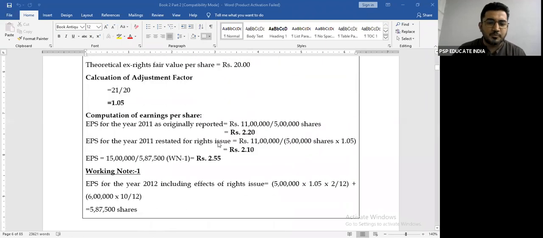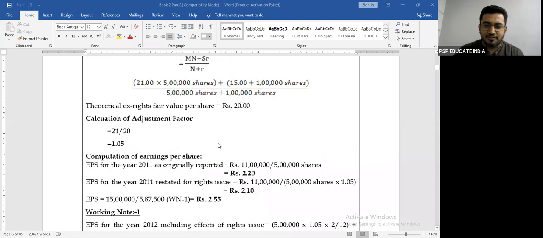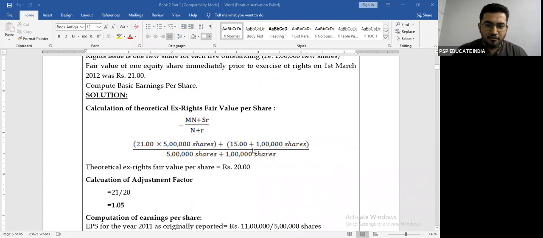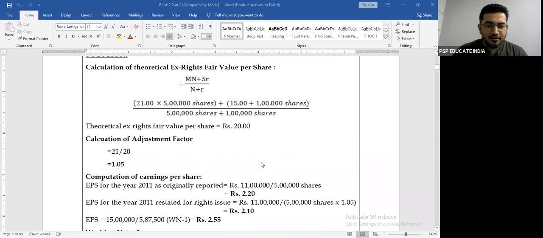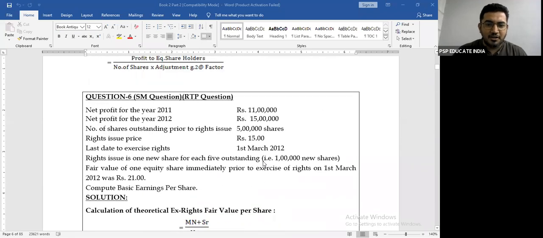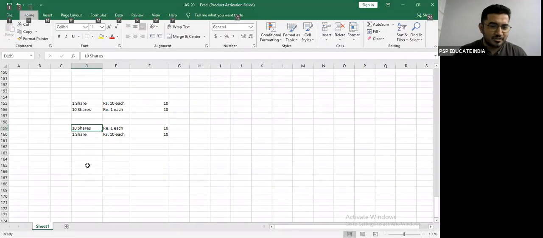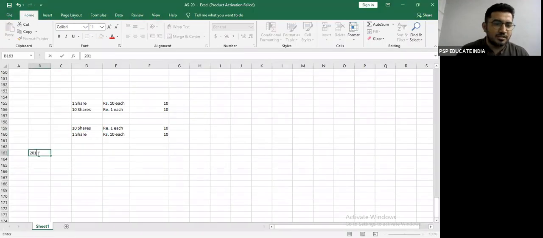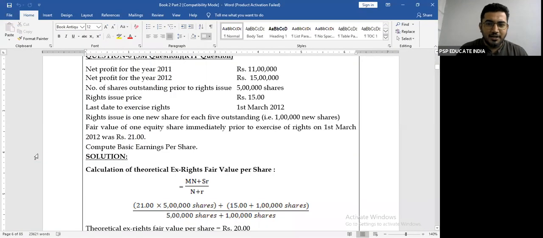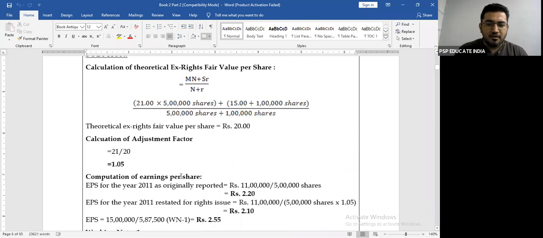Now let me explain the third part to you. What happens in the third part? We will think in this way. For the current year, that is 2012, let's calculate. In fact, let's calculate for 2011 first. Pay attention, please. 2011, let's solve that first. In 2011, you have a profit of how much? 11 lakhs. So you have a profit of 11 lakhs.